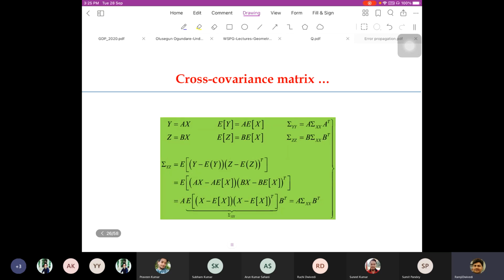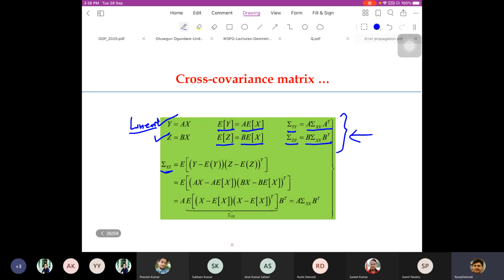See, I'm just giving you one explanation about cross covariance. See, y is related to x as ax, z is related to x as bx. So expectation of y would become a expectation of x, and sigma yy would become a sigma xx a transpose, considering this is a linear model. Okay. Then z is equal to bx. Expectation of z is b expectation of x. Sigma zz is b sigma xx b transpose. I hope it is very clear.